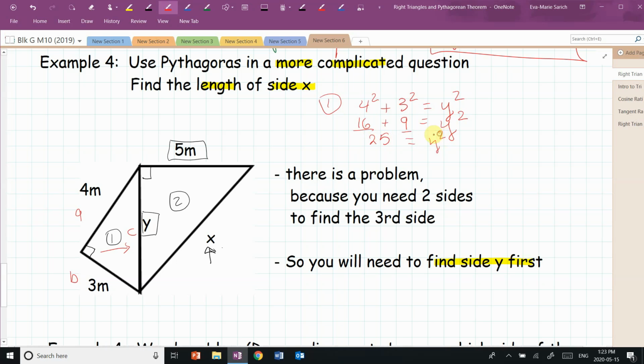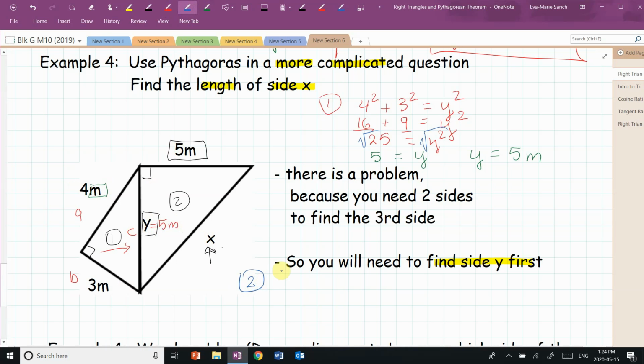And y squared is equal to 25. After we've added, we're going to take the square root. And we've figured out that the square root of 25 is 5, and the square root of y squared is y. Okay, so y is equal to 5 meters, right? Got our units there. So now we're going to use the fact that this equals 5 meters to give us the 2 sides we need to figure out for side x. So now we're going to go on to the second triangle.